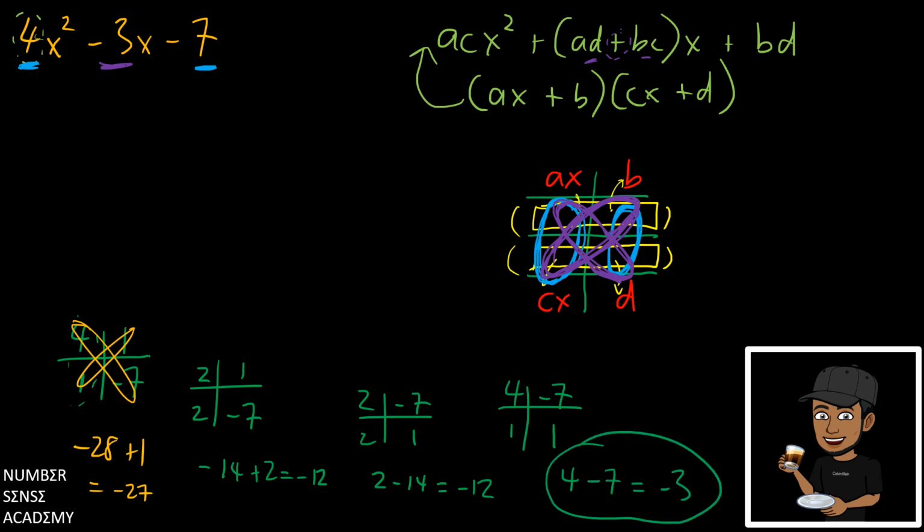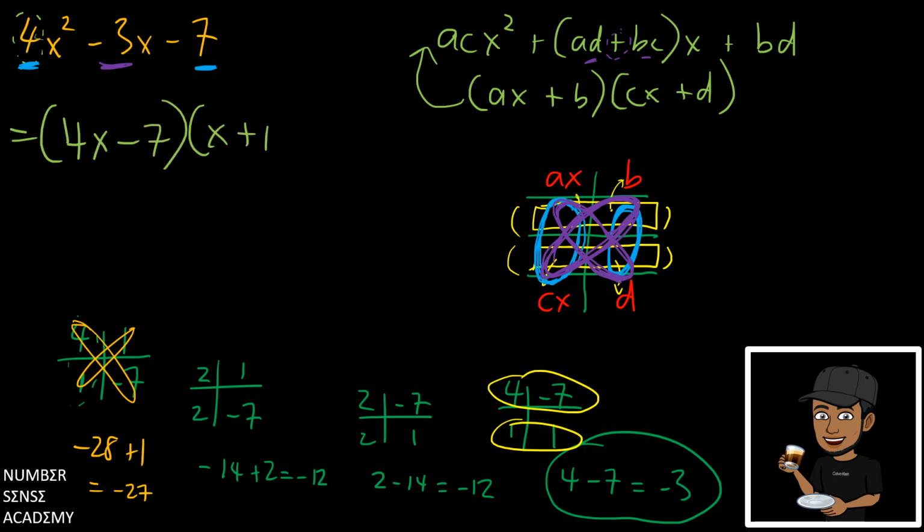Whoa, this works. So I found my values. Now I'm just going to write them out. Remember, the way I write them out, I just grab the horizontal values. So that's one set of values, and this is the other set of values. I'm going to write them out exactly as they are. So the factored form becomes 4x minus 7, and then x plus 1.